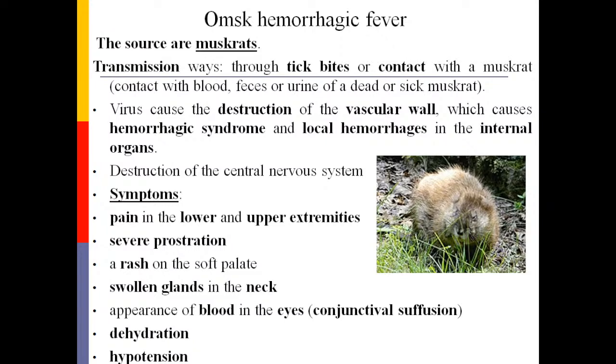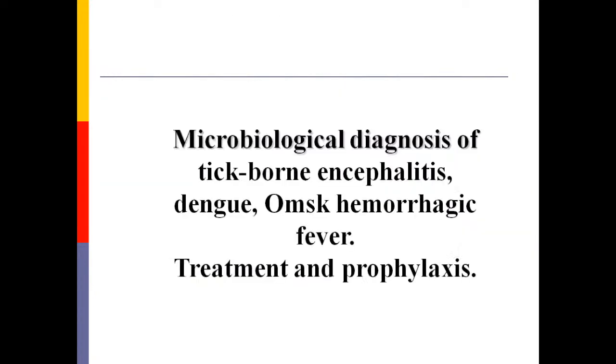If we compare three diseases, tick-borne encephalitis, dengue, and Omsk hemorrhagic fever, we can see that the first one, tick-borne encephalitis, infects mostly the central nervous system. Dengue infects mostly blood vessels, endothelial cells of blood vessels, and the central nervous system a little bit. Omsk hemorrhagic fever infects both endothelial cells of blood vessels and the central nervous system.